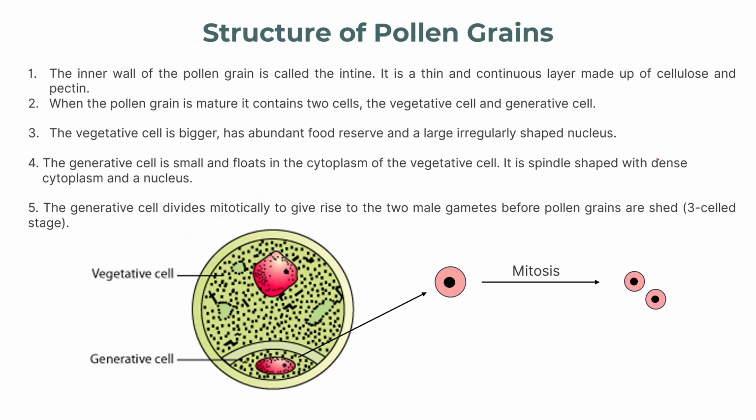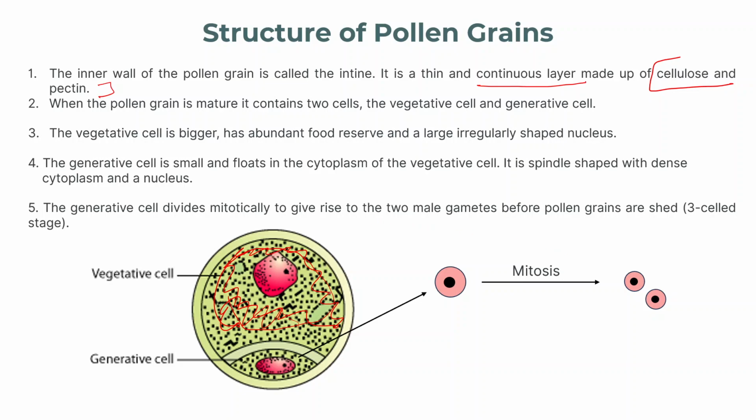Now, the inner wall of the pollen grain is called intine, which is continuous. The exine part is not continuous, but the intine part is continuous, and it is made up of cellulose and pectin. When the pollen grain is mature, it contains two cells. This large cell you could see here is the vegetative cell. Why is the vegetative cell larger and the generative cell very small? Because they have different functions.